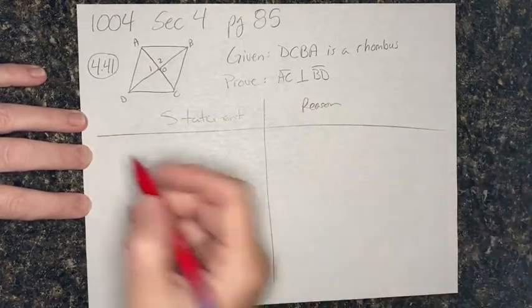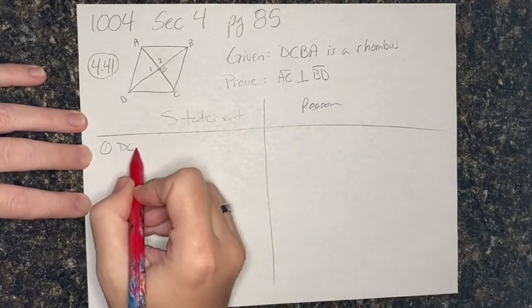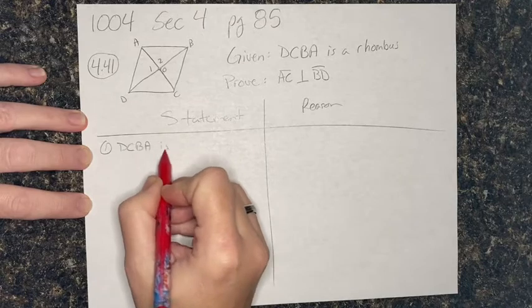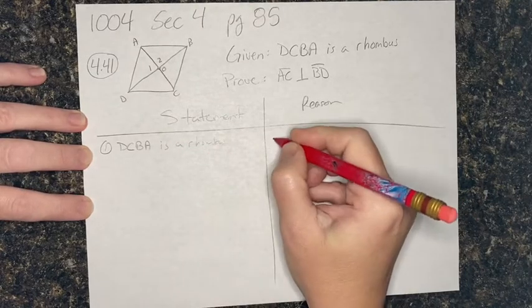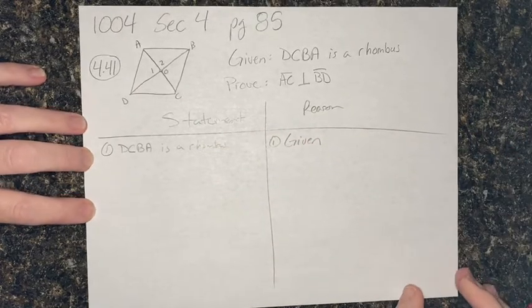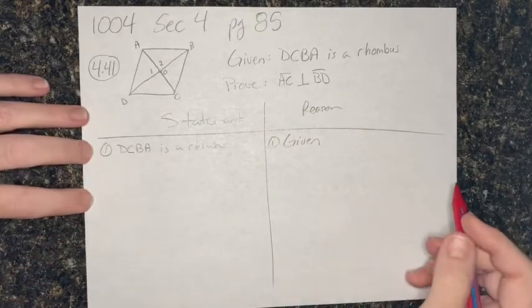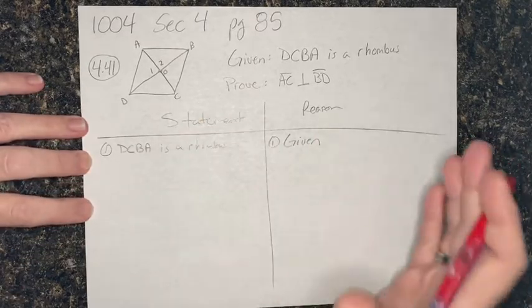Okay, number one, what is our number one always, right? DCBA is a rhombus. Why do we know that that's true? Because it is given information. Okay, I gave it to you, it is given information. Okay, done. We're going to use that now.